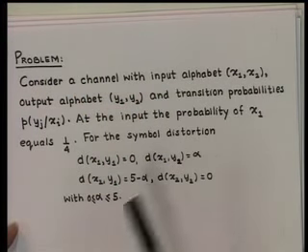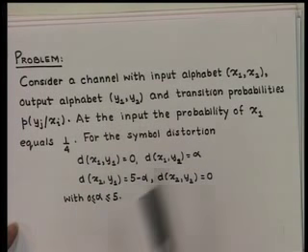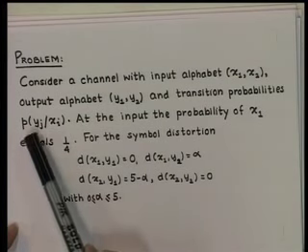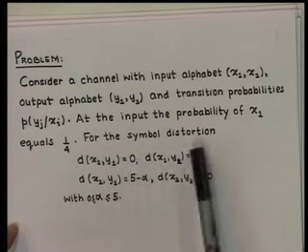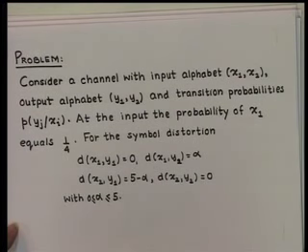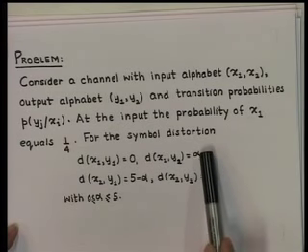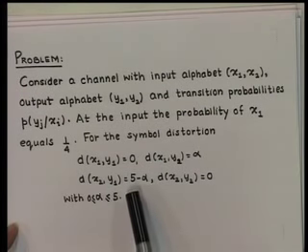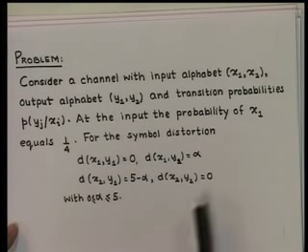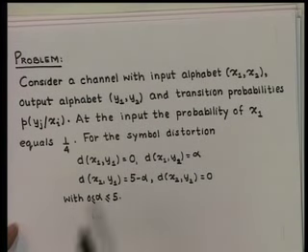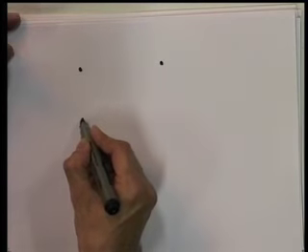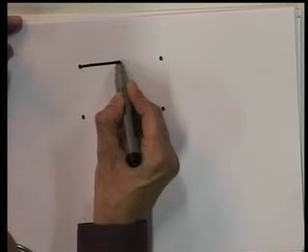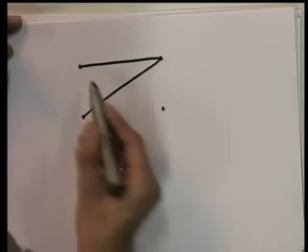So, let us consider a channel with input alphabet given by x 1, x 2, output alphabet y 1, y 2, and transition probabilities, probability y j given x i. At the input, the probability of x 1 equals 1/4, and for the symbol distortion, we assume that distortion between x 1, y 1 is equal to 0, that between x 1 and y 2 is given by a variable factor alpha, and between x 2 y 1 is equal to phi minus alpha, and distortion between x 2 y 2 is equal to 0, where we assume that alpha is greater than or equal to 0 and less than equal to 5. So, distortions and transition probabilities between the inputs and the reproducing symbols can be denoted by this diagram.